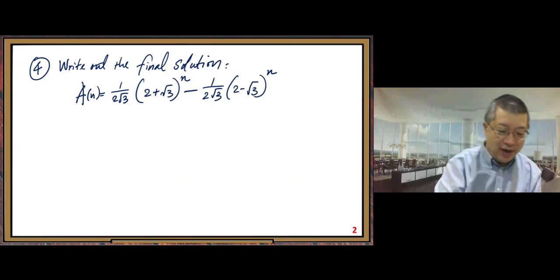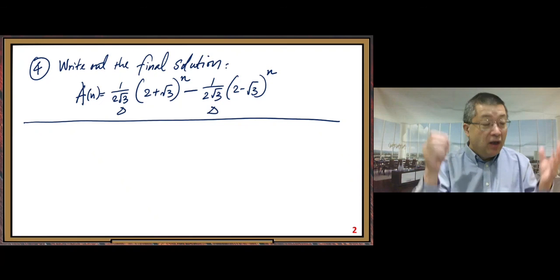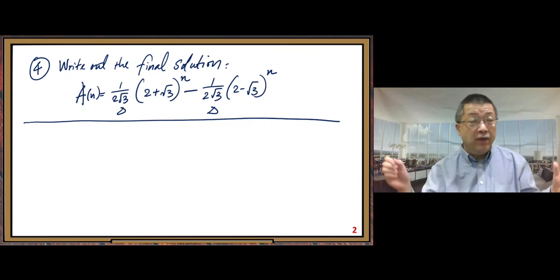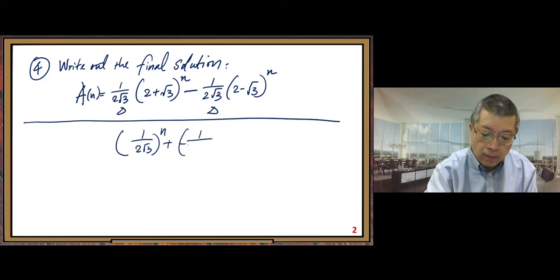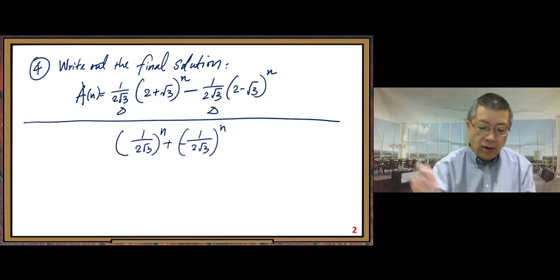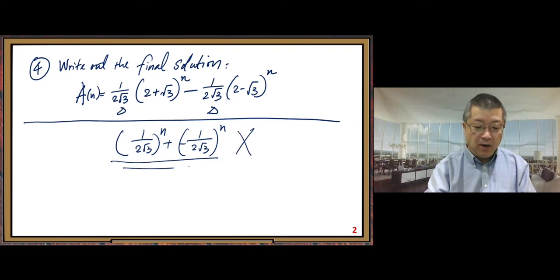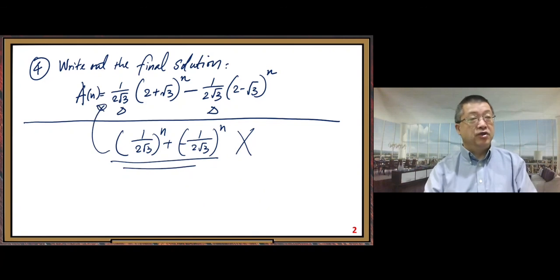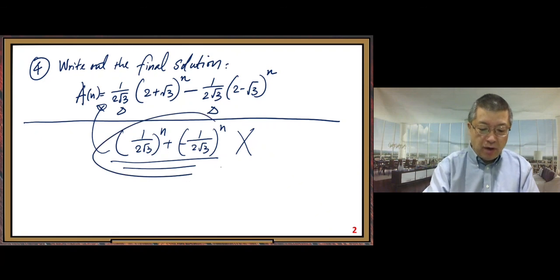When I do grading, many students, after they find little a and little b, wrote a wrong final solution form. They wrote it this way. That is wrong. You can compare with our final solution. Quite a few students did this, so don't write it this way.